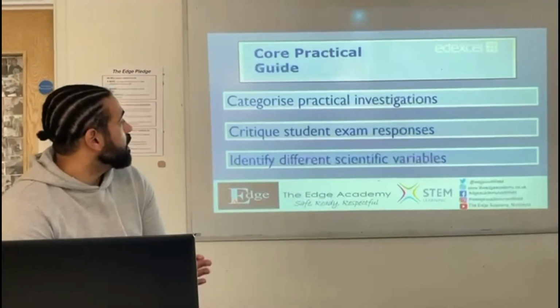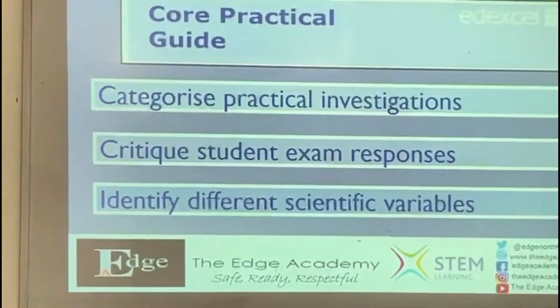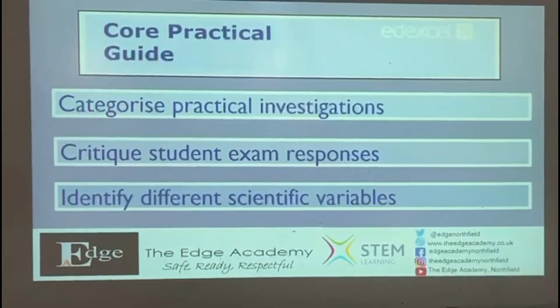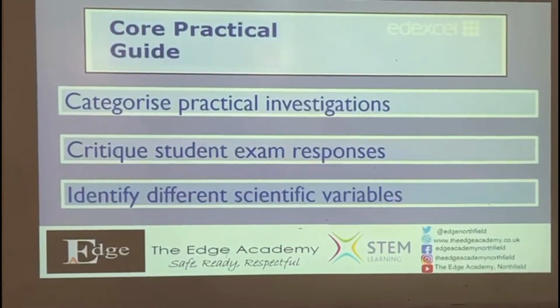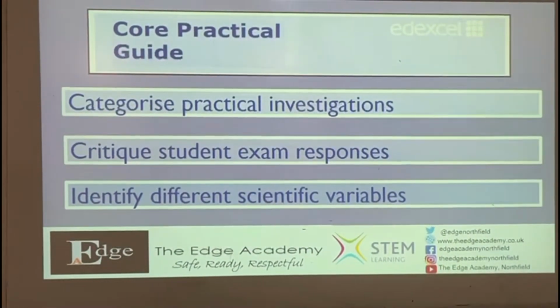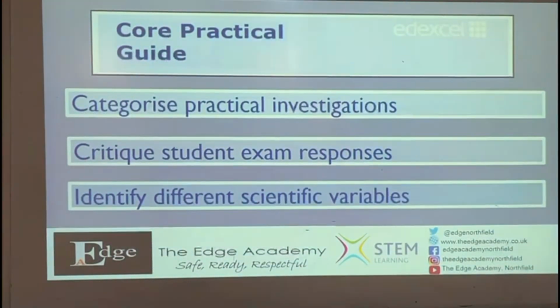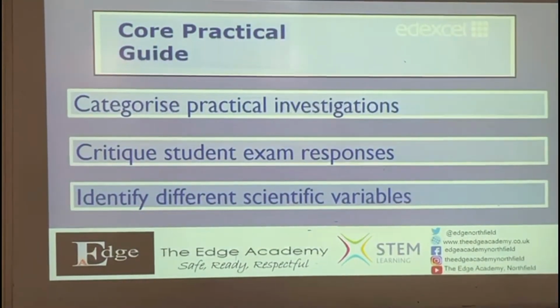So we have 3 learning objectives we need to go through today. We're going to try and categorize practical investigations. We're going to critique student exam responses. So by critique, I mean evaluate and look at it and try and improve it. And we're also going to identify different scientific variables.